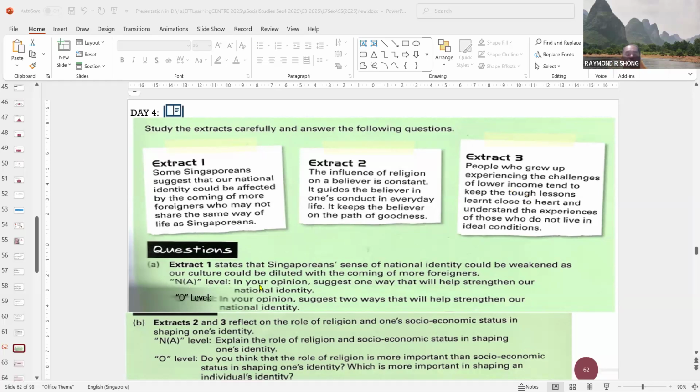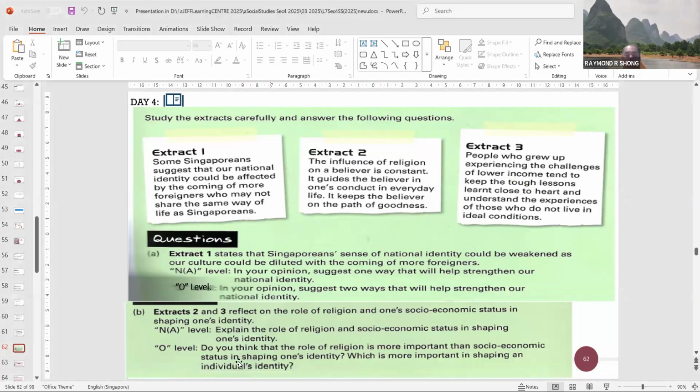Extract 1, you see, any questions like that? O-level questions like that. A-level, okay, you see? Social economic status and, okay, which one? So you can look at this carefully. Okay, I'm going to give you the answer now. Because last week you only saw the answer, you didn't see the extract, right? So I managed to get the extract for you to understand. Okay, ready? So extract 1, 2, and 3.